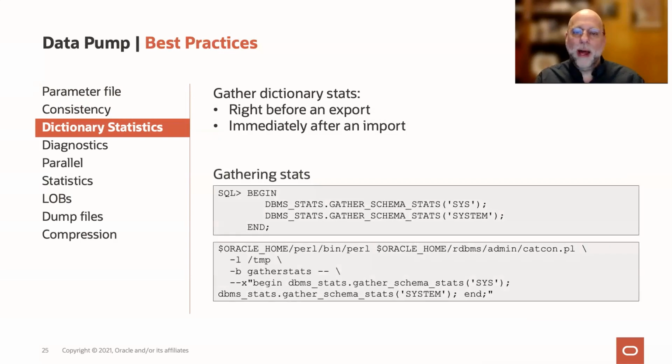So if you want to know how to do this, we would recommend gathering schema stats on SYS and SYSTEM. And you can do this individually with the first statement that you see there, or in a multitenant container database, remember our last webinar where we showed how to use catcon to do this? That statement, the lower one here, shows you how to gather dictionary stats across an entire multitenant container database.